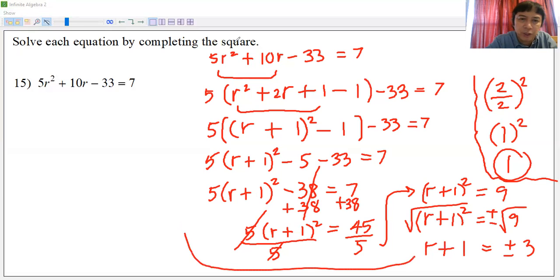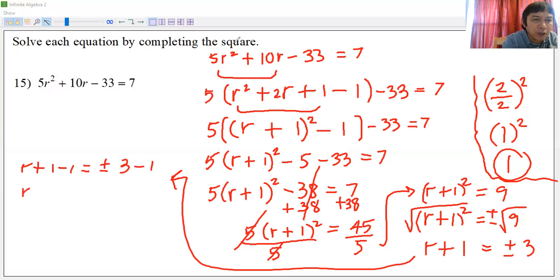Let's continue over here. All right, we have r plus 1 equals plus or minus 3. So we subtract 1 from both sides. Minus 1 and minus 1. So the left side will just be r. First answer is positive 3 minus 1. It's a 2. That goes to our first answer. We'll call it R1. Now we use the negative 3 minus 1. That results to negative 4. That gives us our R2.